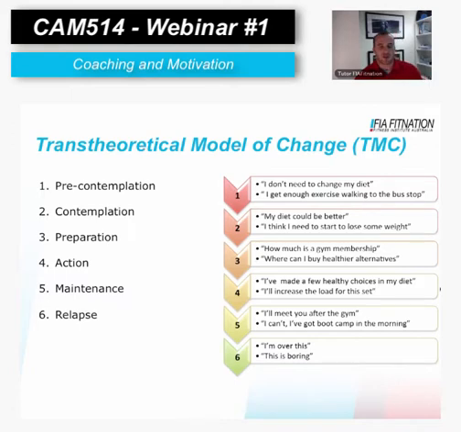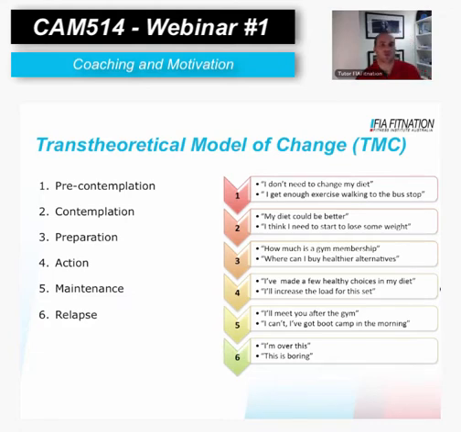So here we have, down the left-hand side of the slide, the 6 stages of the TMC. We've got pre-contemplation, contemplation, preparation, action, maintenance, and relapse. And as I said, the idea is that you work through from step 1, hopefully through to 5, but 6 may well happen. What I'm going to do is just give you a breakdown of what each step means. On the right of the slide, you're going to see an explanation or example of how your client might sound as they're in each of those stages.